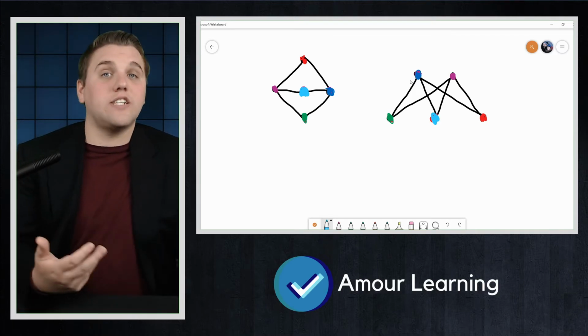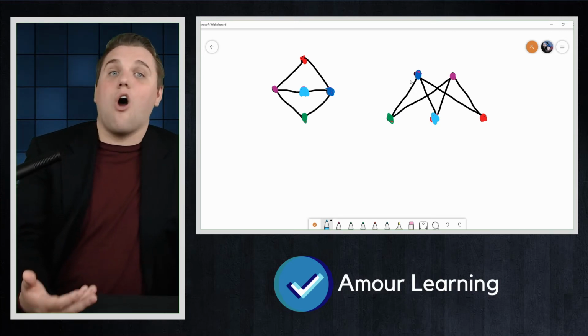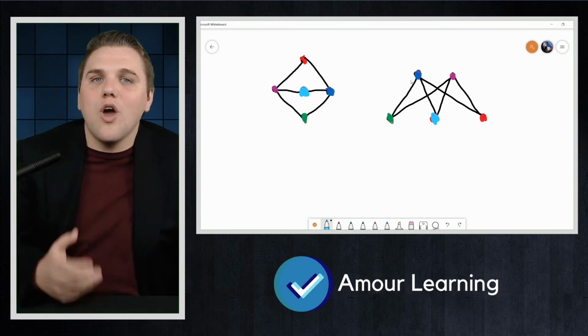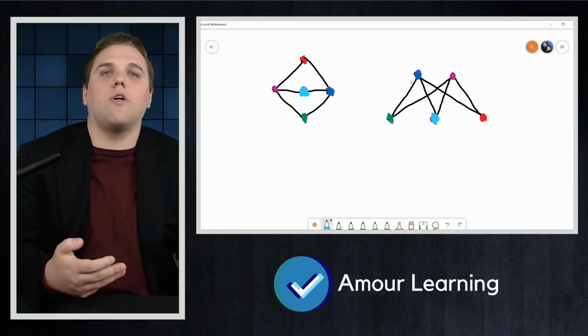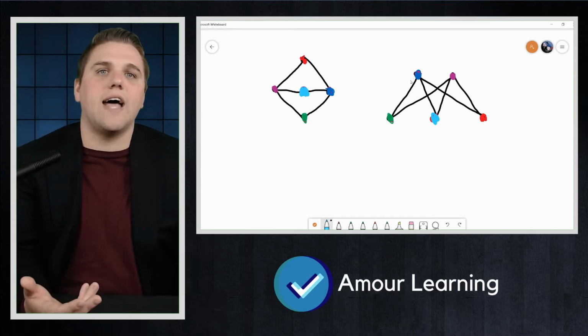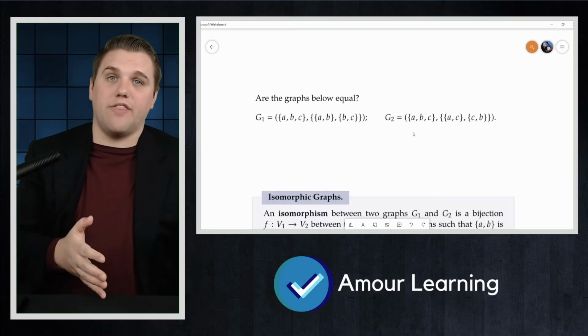Actually, given our definition, this is easy. Are the vertex sets equal? Are the edge sets equal? We know what it means for sets to be equal, and graphs are nothing but a pair of two special sorts of sets. All right, let's do an example together.